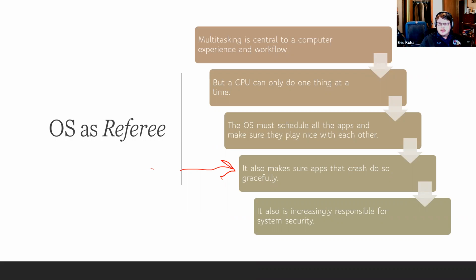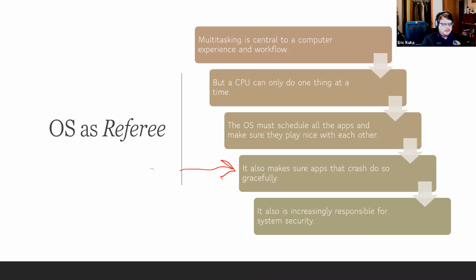Now, it's become a really big deal for apps to be able to crash in a way that isn't going to corrupt data or bring the whole system down with it. So there are all these mechanisms built into the operating system that help it compartmentalize each individual app and give it its own little space. So if it crashes, it's going to just crash itself and not everybody else.